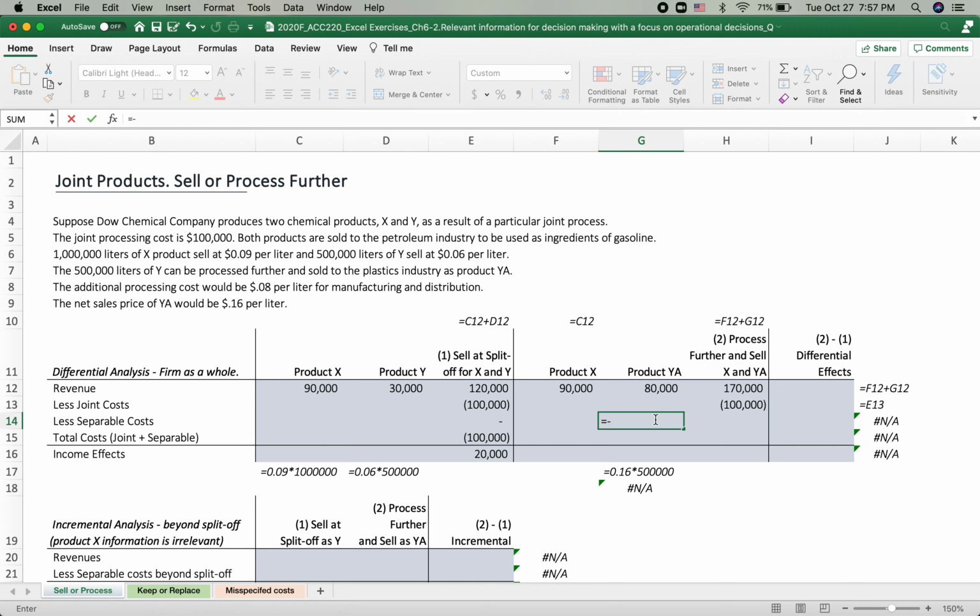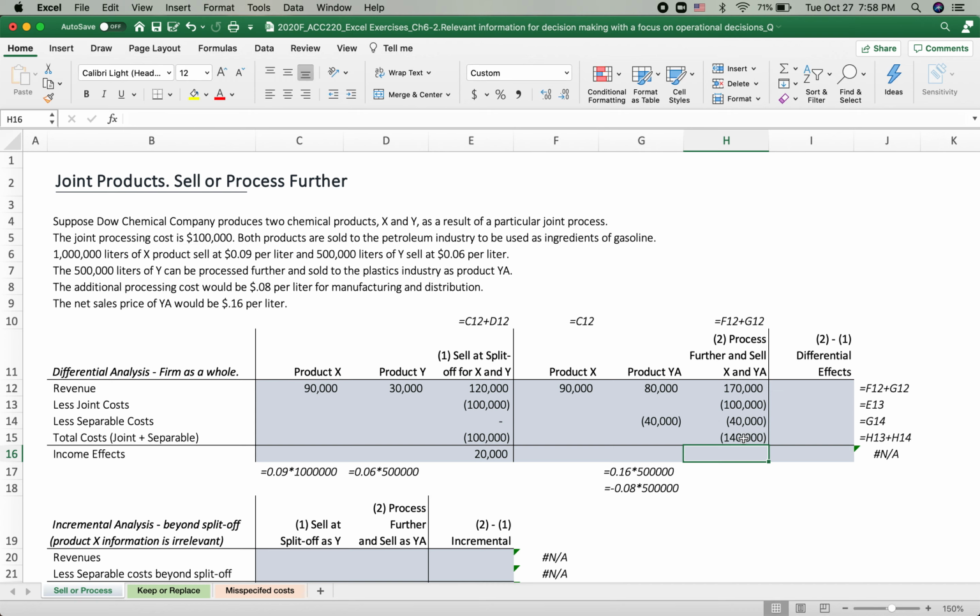I'm gonna put the negative, which is the cost. So 8 cents times now 500,000 liters. So that is the separable additional cost. Then we don't have any other separable cost other than this. So the 40,000, let's sum up these two. Then the total cost, including joint costs and the separable cost, is 140,000.